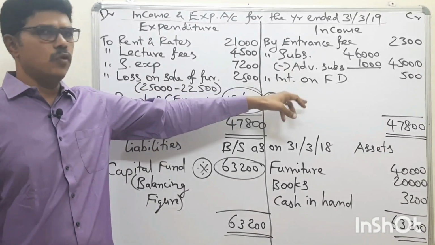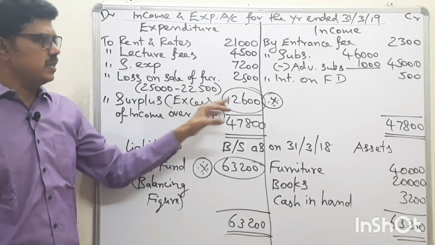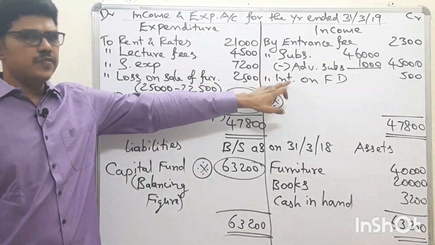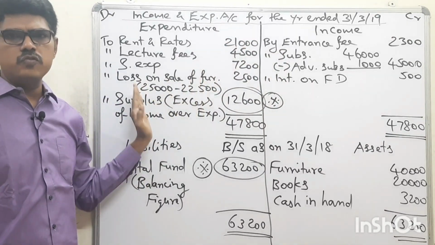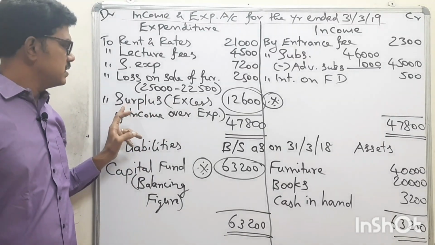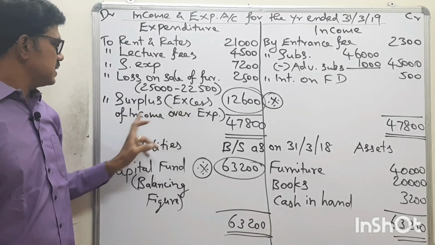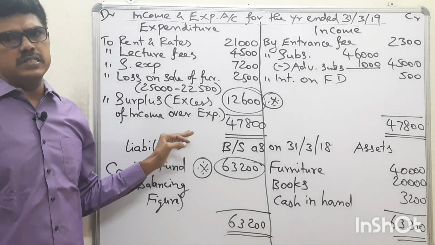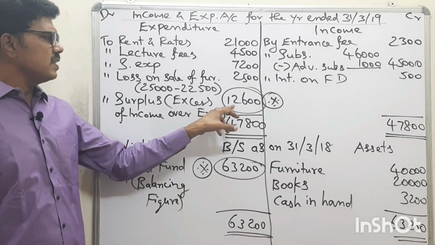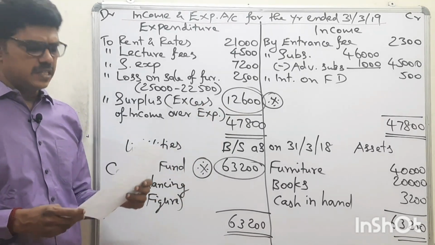Here we have to understand, if you get balance in the debit side, it should be called surplus, because income is more, so that you are getting the balance here. Income is more than the expenses. That is why you are getting balance in the debit side. This is called surplus, excess of income over expenditure. This amount is 12,600.